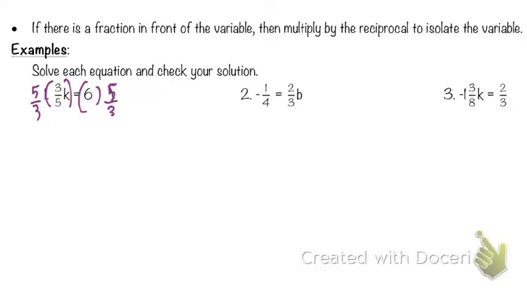So on the left-hand side, the 5 on the top and the 5 on the bottom can reduce, can't they? Yeah, to 1. And those 3's can reduce as well. So what are we left with on the left-hand side? K. That's why we did that. We wanted K to be by itself, okay?